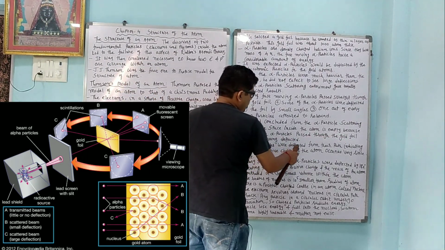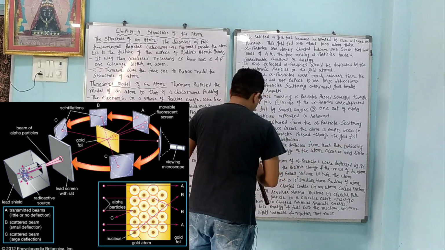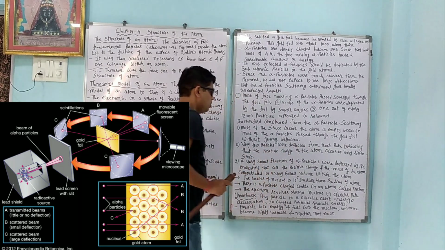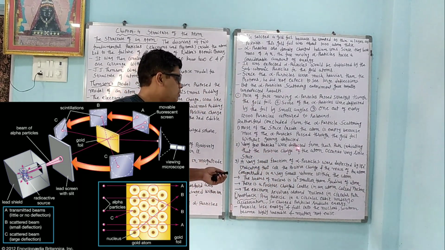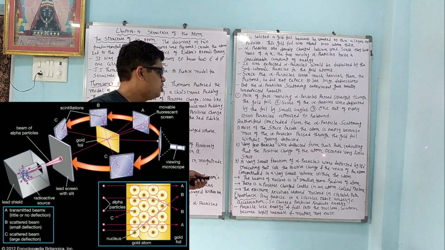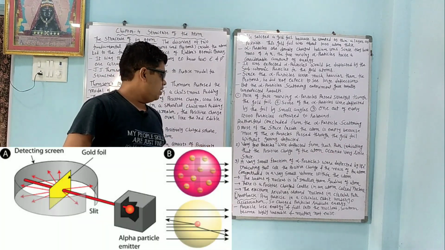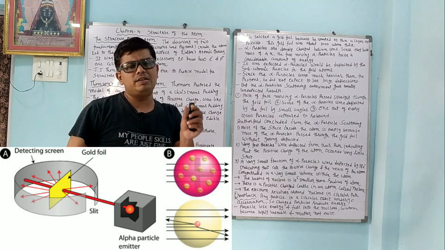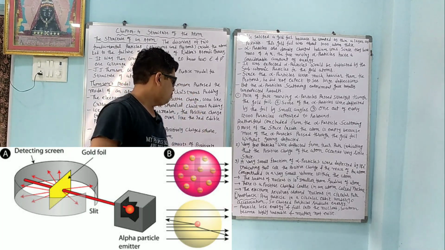Very few particles were deflected from their path, indicating that the positive charge of the atom occupies very little space. So positively charged protons are present in the nucleus and their radius is very small.